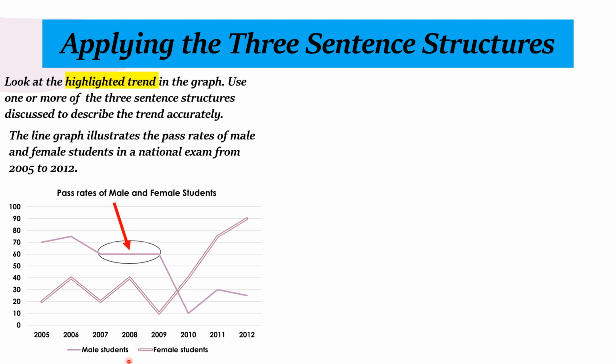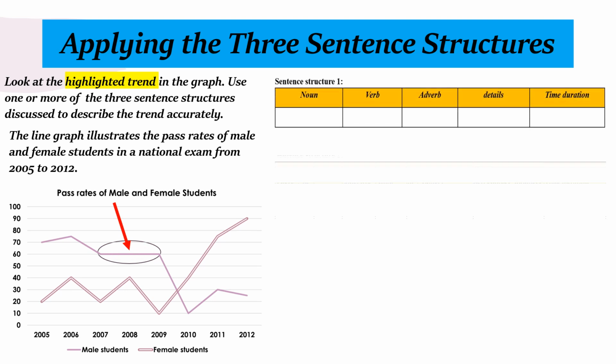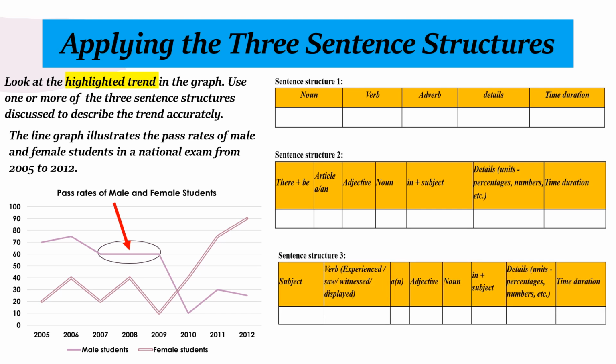Look at the highlighted trend in the graph between 2007 and 2009, which is about the pass rate for male students. Your task is to write 3 sentences describing this trend using the sentence structures we have covered. Think about how stability is described and try to use different vocabulary. Take a moment to write your sentences, and on the next slide, we will review the model answers together.